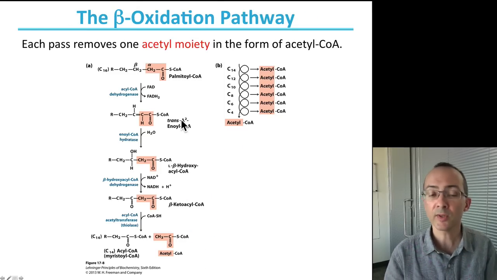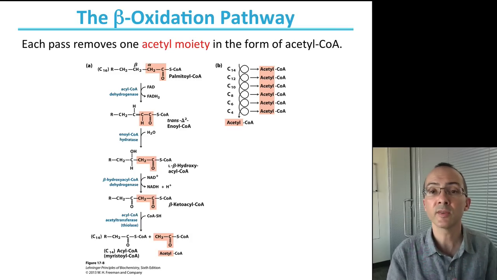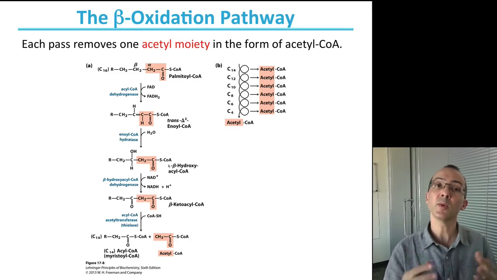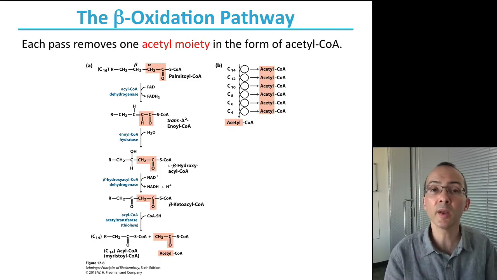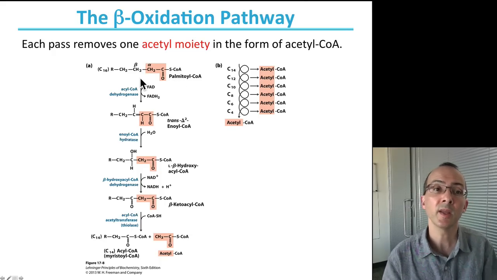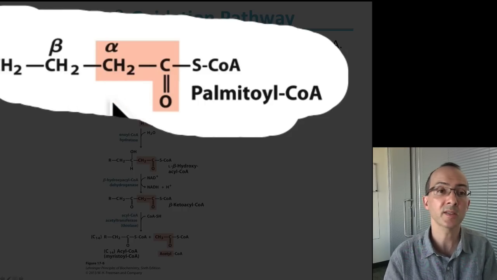So the key question is, how do we oxidize the fatty acid and generate these acetyl-CoA units? This is a pathway known as beta oxidation. Each time we run through this cycle, we generate one acetyl-CoA unit. It's really a set of reactions we've seen before. Exactly the same set of reactions are seen in the TCA cycle.